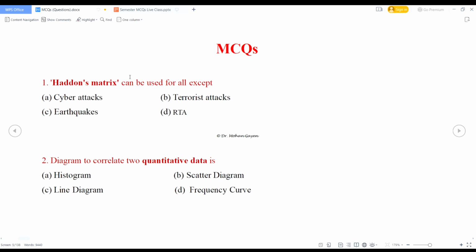Please come to the second question. Diagram to correlate two quantitative data. Options are histogram, scatter diagram, line diagram and frequency curve. Please try to answer the question. Only write the options in the comment box. Diagram to correlate two quantitative data is scatter diagram. Okay.